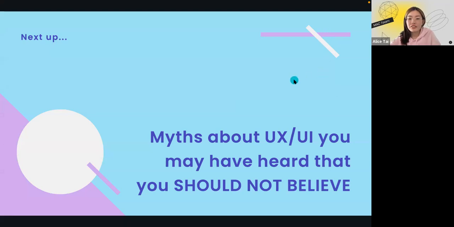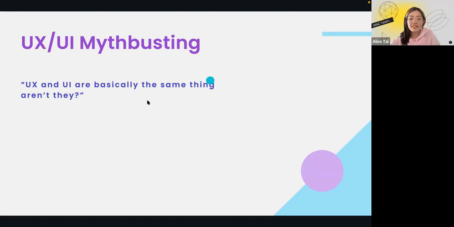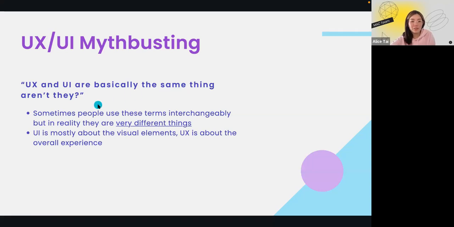Okay, myths about UX and UI that you may have heard, but you should not believe. I'll go through a bunch of terms I've heard on the internet and what I've personally heard from people who are new to the field or don't know much about UX and UI. And the first one is, UX and UI are basically the same thing, aren't they? This is not true, because sometimes people use these terms interchangeably when in reality they're very different things. UI is mostly about the visual elements, while UX is about the overall experience.